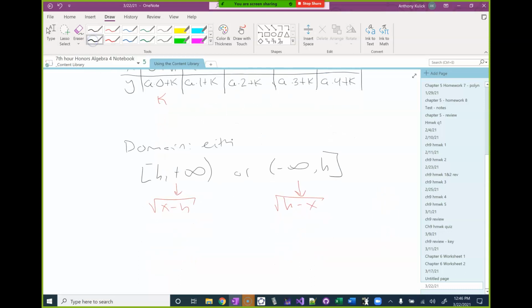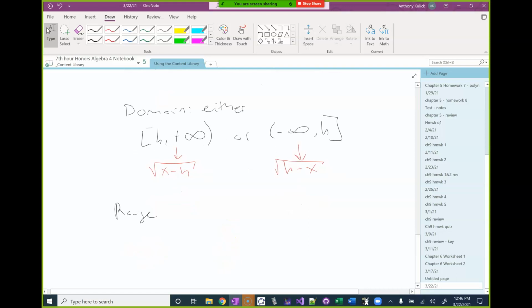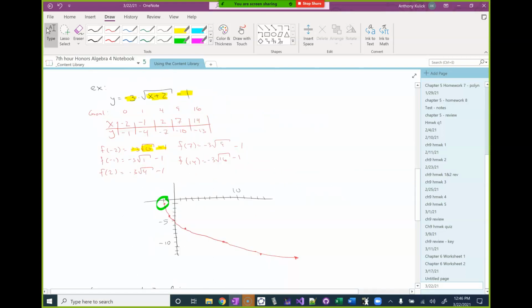The range is about the y's. So again, it's either going to start at negative infinity and go up to that point hk, or start at that point hk and go up to positive infinity. Everybody agree with that?